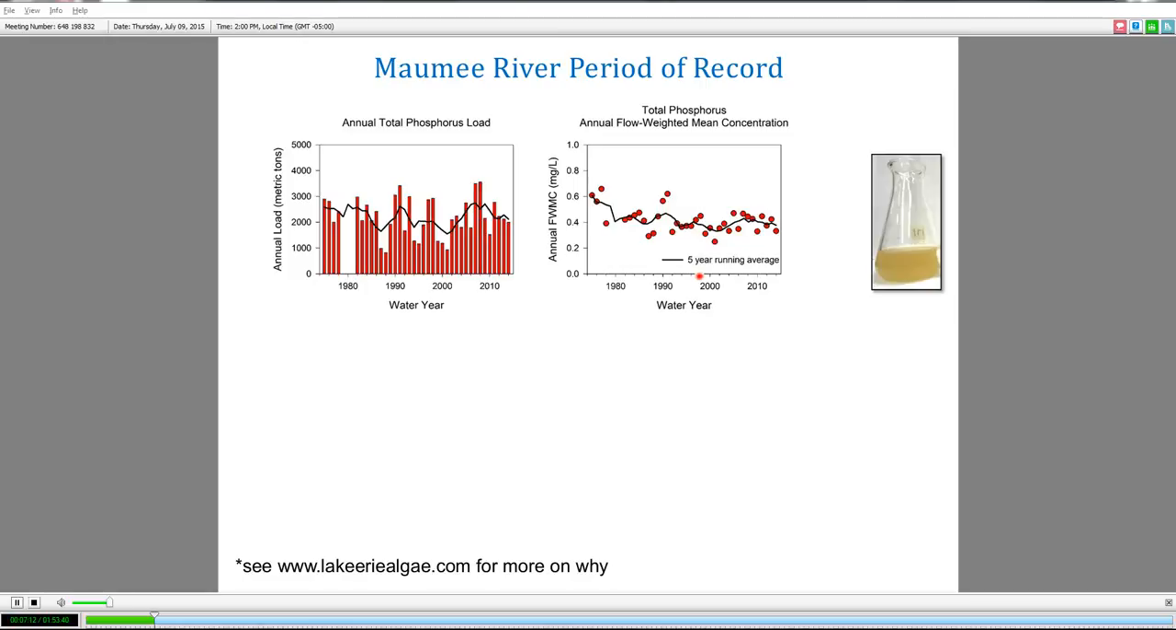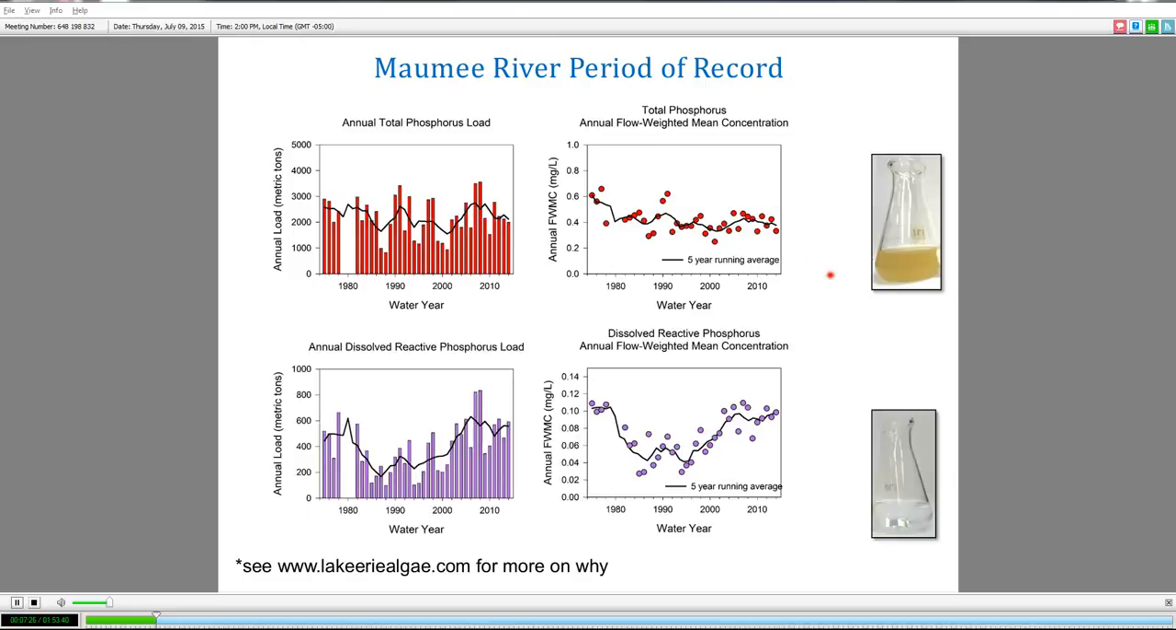and I think 2007. For a flow-weighted mean concentration, we have a similar story. We have this decrease early on, and since then we've been fairly stable in terms of total phosphorus concentration. And you can see 2014 isn't all that different than the previous years.